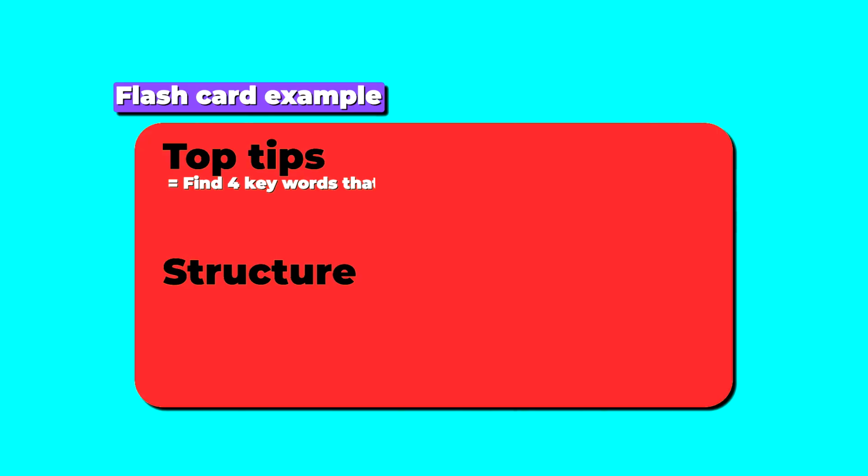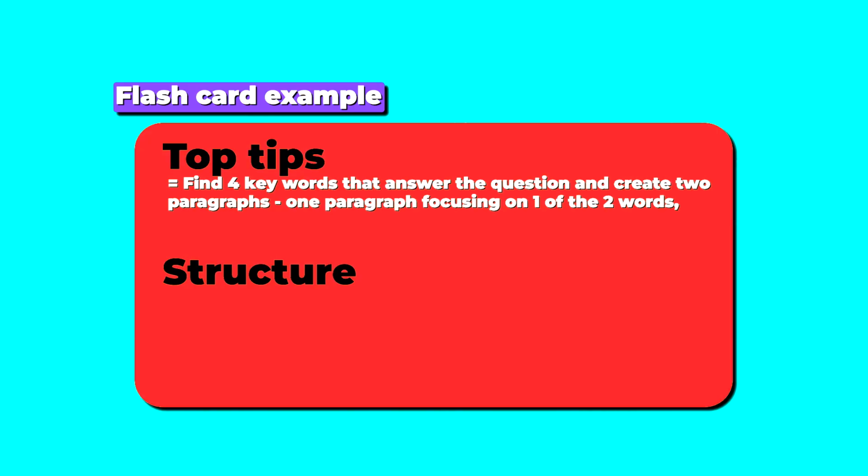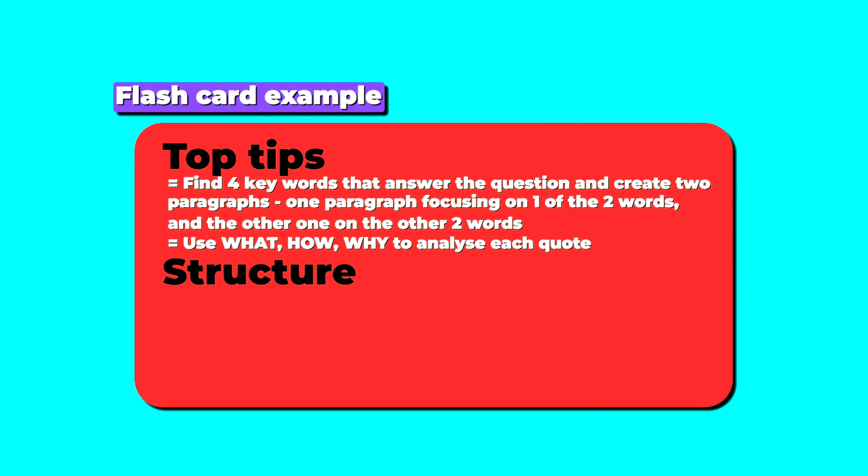So again, this is just taken from the Lightup Hub, summarized from the videos, but the top tips we always say for language paper 1, question 2 is find 4 keywords that answer the question and do 2 paragraphs. Do 1 paragraph focusing on one of the 2 words and the other one on the other 2 words. Use what, how, why to analyze each quote. So that is my little top tip. Now, if you don't really understand that too much, check out the Lightup Hub or check out videos on this channel.